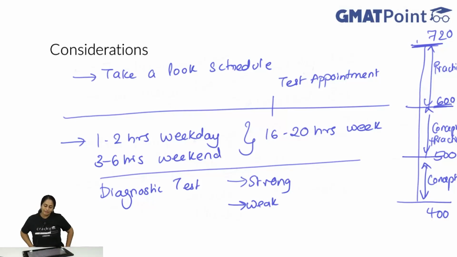Basically, every 10 points improvement will require, say, 10 hours of practice. That's a thumb rule that I say: from 600 to 610, you require 10 hours of practice. 10 hours of solving questions, analyzing questions, understanding what the mistakes were, understanding where you made an error. That is basically what is required. So going from 600 to 720, that is a 120-point jump. That's 120 hours as such.